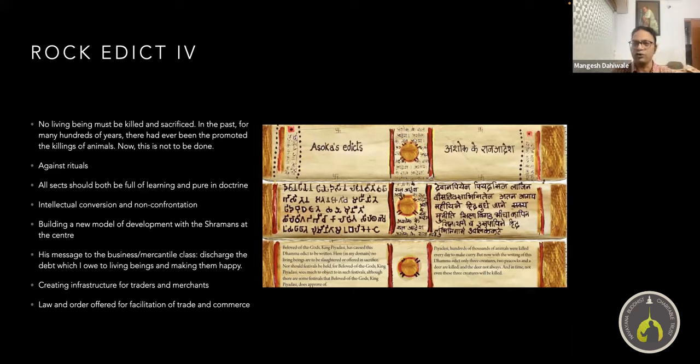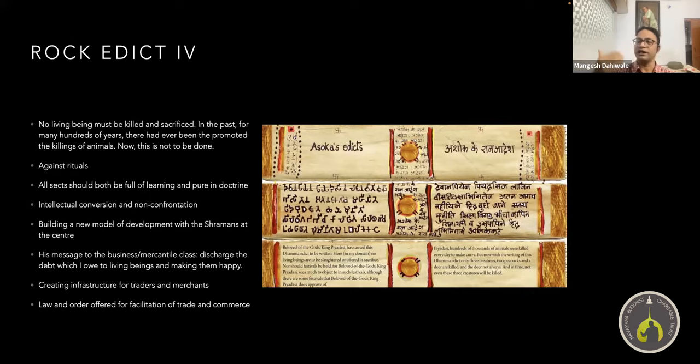And the Ashokan model of development, of an open society, an inclusive society, of universal, reflective morality, was so appealing that soon after Ashoka, the Indian subcontinent became so economically powerful that evidences of that are even found today. And he gave a special message to the business or mercantile class.